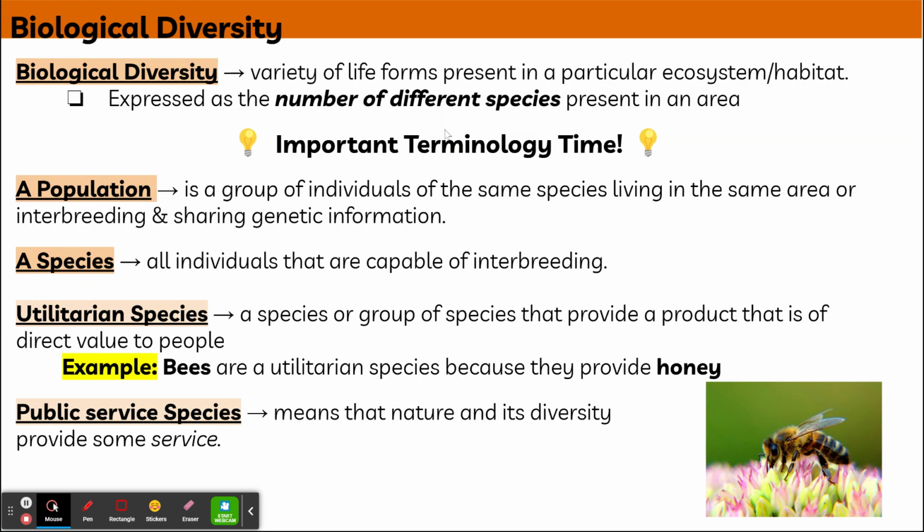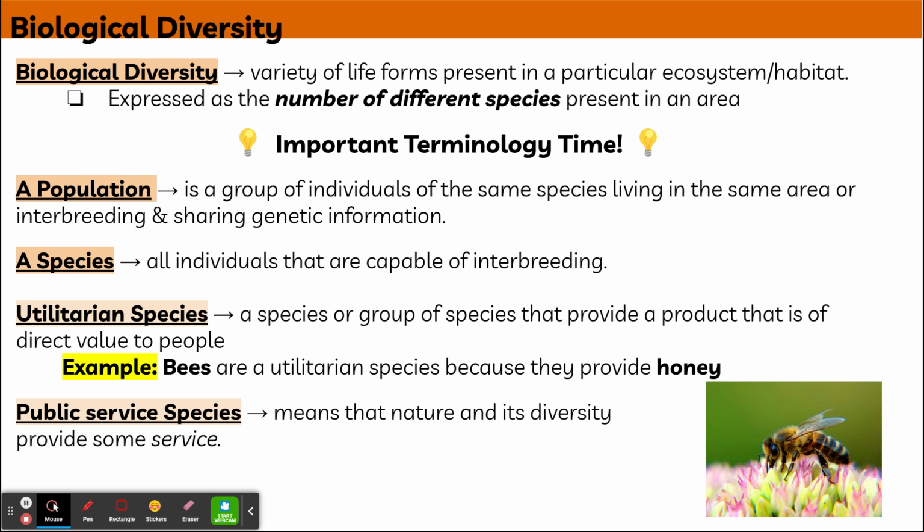Okay, so we just have to go over a few important terms before we move into the nitty-gritty of this unit. Biological diversity, and diversity in general, just means the variety of different things present in an area, whereas biological diversity is the variety of life present in a particular area. So the different kinds of species present, the number of species present in an area.